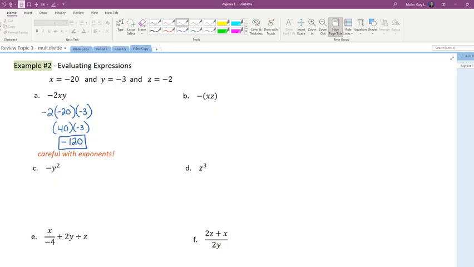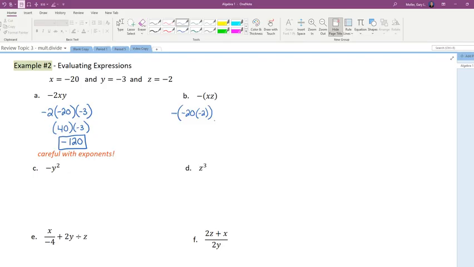Part B, we're going to pay very close attention because if we're going to get these wrong, it's going to be because of the negatives. So I'm going to just focus on making sure I plug them all in from the problem and then do the math correctly. So I have a negative sitting outside of this parenthesis. And then I have an x, which is a negative 20. And then I'm multiplying it by a z, which is a negative 2. Parentheses are getting a little heavy here, and I didn't even put them around the negative 20.